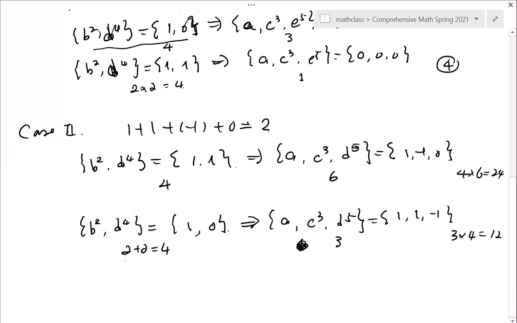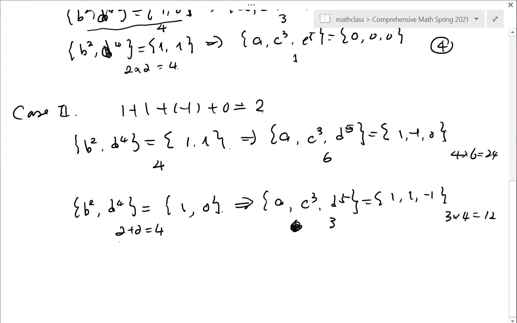Why? b squared and d to the fourth power, this group does not contain -1. So either you have 1, 1 or 0, 0, 1, 0. So add all the numbers together from above. How many solutions? 2 plus 12 plus 4 plus 24, and the last one is 12. The total is 55. 55 solutions. Yes, d to the fourth power.